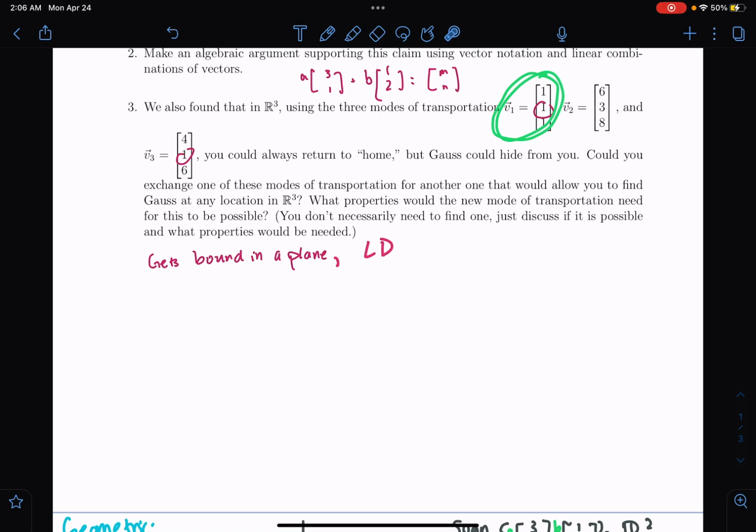But basically, we need to create a set of three vectors that is linearly independent, in order for it to span all of R3. So if you, for example, chose v1 to change, you would just need to choose a vector that was not a scalar multiple of v2 or v3 and was not a linear combination of v2 and v3. So basically, you're just looking for a set of three linearly independent vectors to span all of R3. And that'll make it so you can find Gauss at any location in R3.